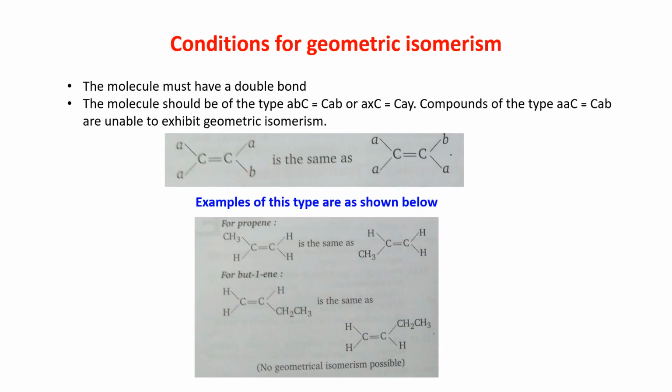Conditions for geometric isomerism. The first condition is that the molecule must have a double bond. The second one, the molecule should be of type ABC double bond CAB or AXC double bond CAY. Compounds of the type AAC double bond CAB are unable to exhibit geometric isomerism.